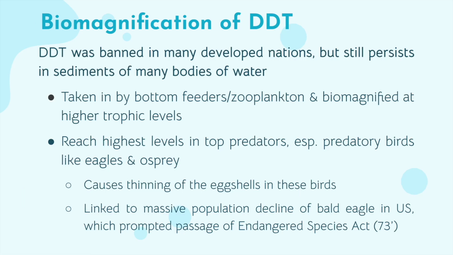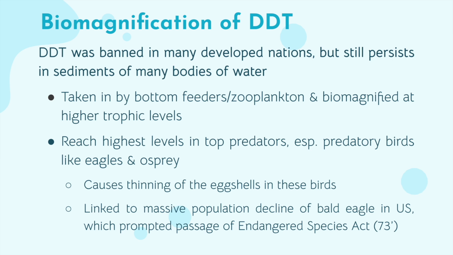DDT we've talked about a bunch in this unit. DDT was banned in many developed nations. It's an insecticide, but it still persists in the sediments of many bodies of water. So again, it is taken in by bottom feeders and zooplankton and biomagnified at higher trophic levels. It reaches the highest concentration in top predators, especially predatory birds like eagles and osprey. This causes the thinning of the eggshells in these birds.